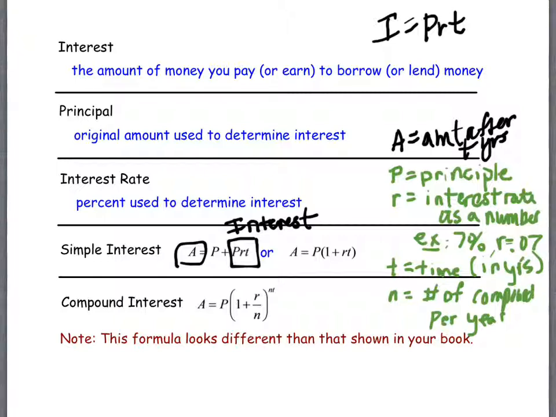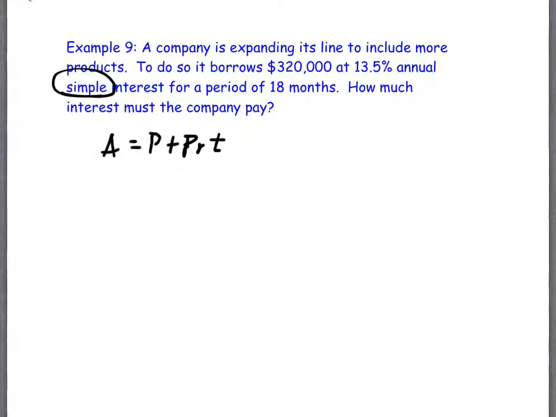Let me show you. Does your book show I equals PRT somewhere? It might. I don't know. You just remember it. Let me show you how to use that formula within the context of this problem. A is actually going to be the amount that they are going to pay back to the company that they borrowed from. So if you take a look at this, the P is the $320,000.